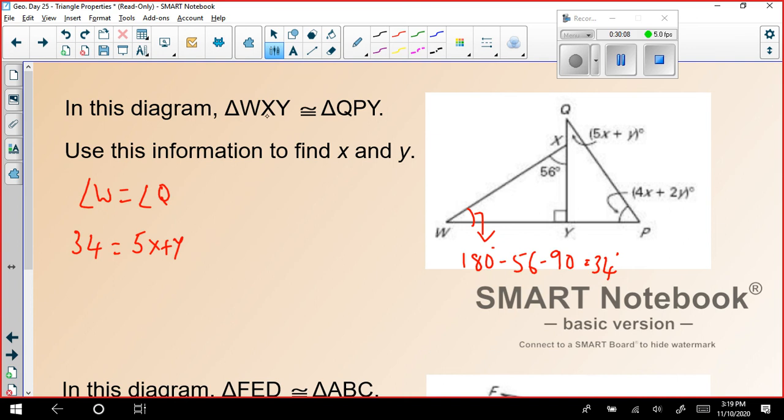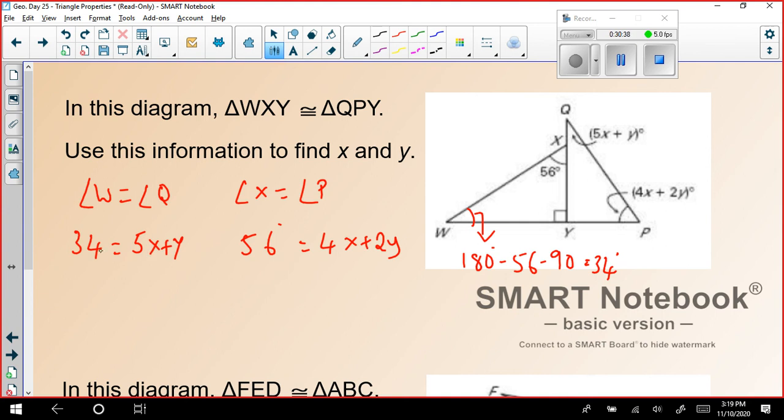We have angle X equals angle P. So I can compare 56 degrees equals 4x plus 2y. These are two equations, two unknowns. I don't have to get to the last part. Y is common, which is 90 degrees, so you don't have to compare them. These two I can compare. These are two equations, two unknowns, and I have to solve for x and y.